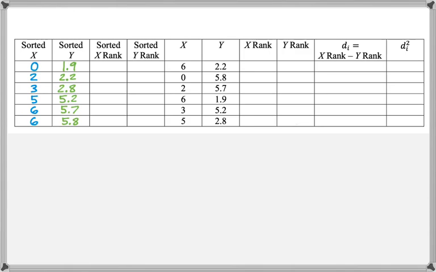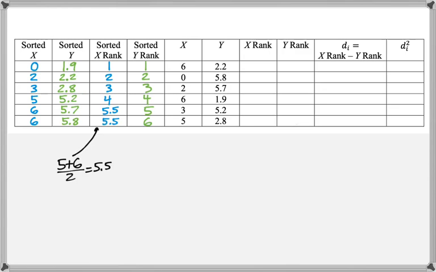Next, we have to find the rank of the x values, and because there's no ties in the first 4 positions, that's just going to be 1 through 4. But there is a tie in the 5th and 6th position, so we need to take the average, and those both have a rank of 5.5. Now we need to rank the y values, and because there's no ties, this is just 1 through 6.